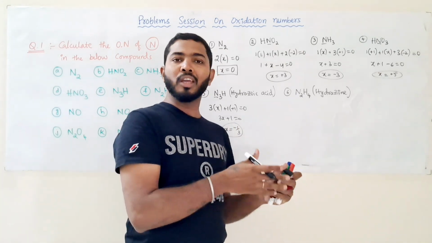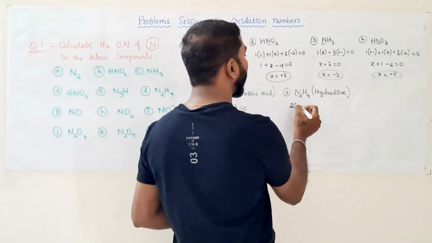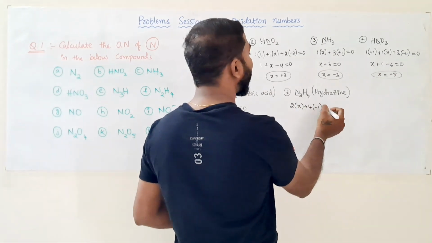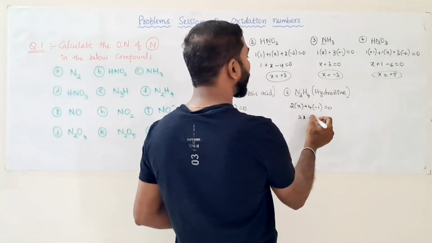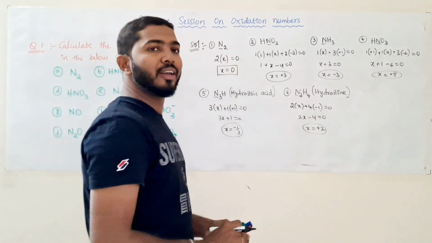They are aldehydes and ketones into alkanes. Okay, let us calculate it. That is 2 into x plus 4 into minus 1 is equals to 0. 2x minus 4 is equals to 0. Then x is equals to, we get it as plus 2.